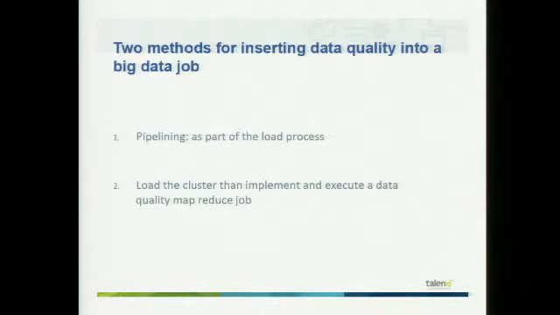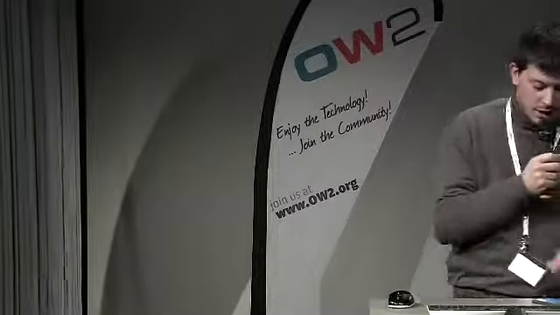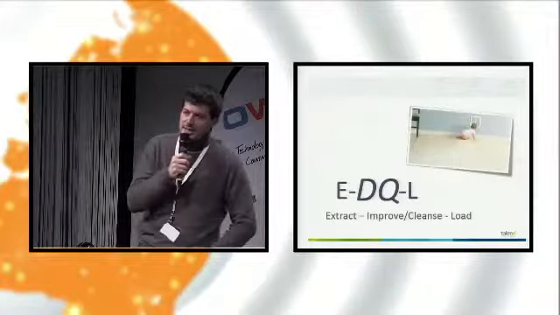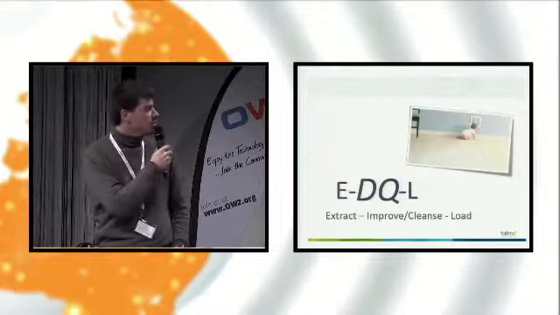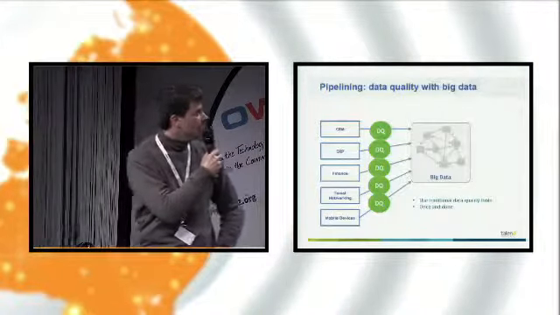And for data quality, we have two ways to implement it in a big data project. Either at the beginning, through the pipeline before loading the data into the big data cluster, or inside the big data cluster, to leverage the big data architecture. So the first way is, in fact, the ETL will become EDQL. That means you will take the data from the sources, improve it, cleanse it, and load it onto your big data cluster.